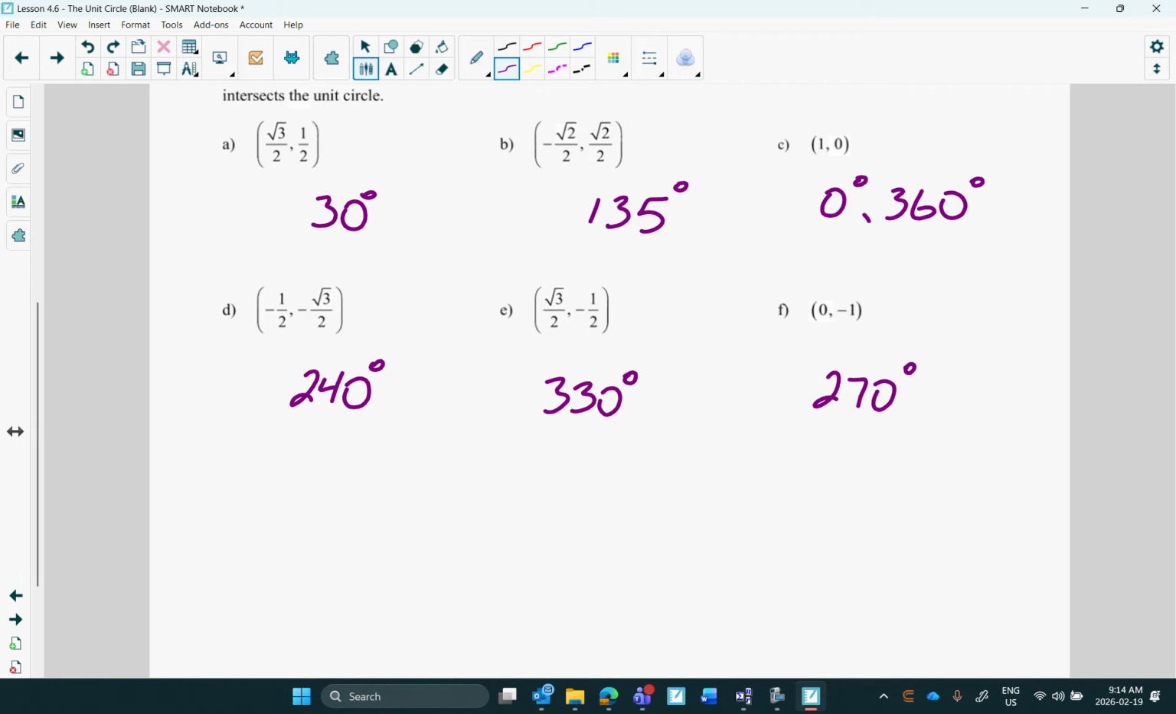The whole reason for this is, now that we are familiar with this, we can take it one step further and actually do trig ratios. So in the next lesson, by the time we're finished, you guys are going to be able to find the sine, cos, and tan of all these angles without using a calculator. Okay? So that's the unit circle.